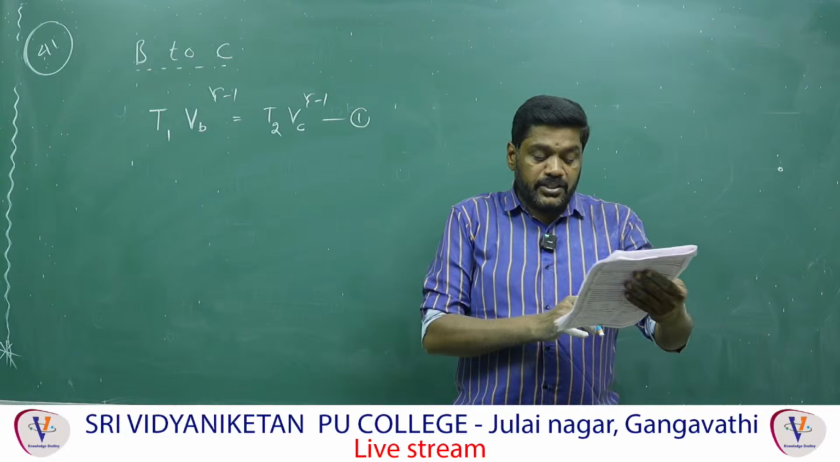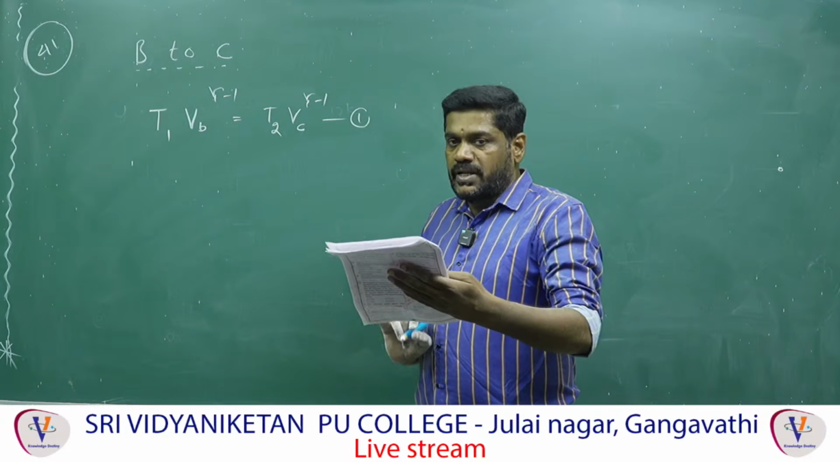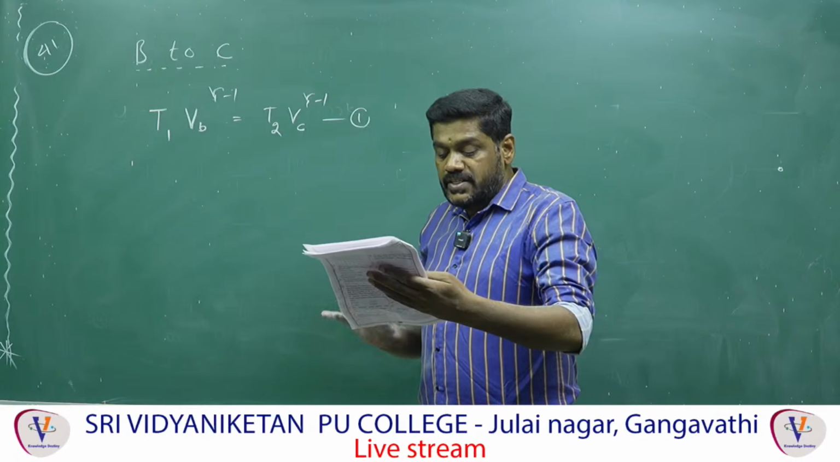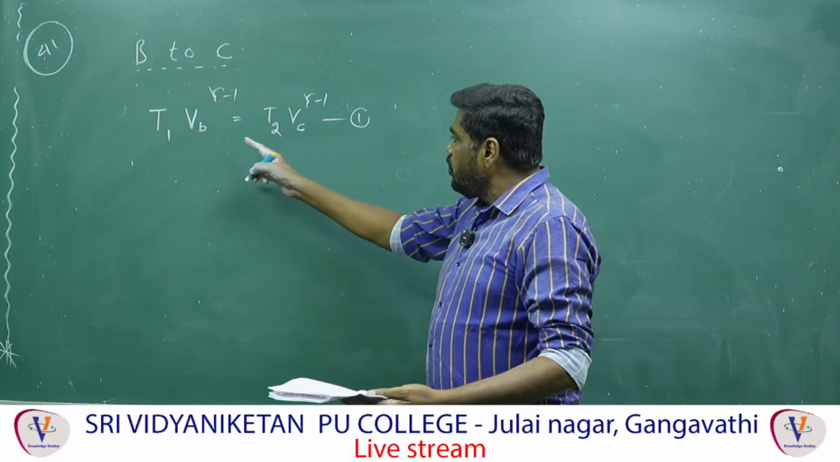A to B: at A, the temperature is T1, at B also the temperature is T1. And at D, the temperature is T2, at C also the temperature is T2. Please see the diagram carefully. Now, that was the first one.